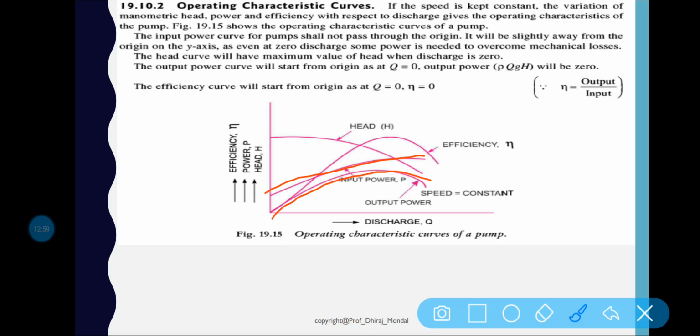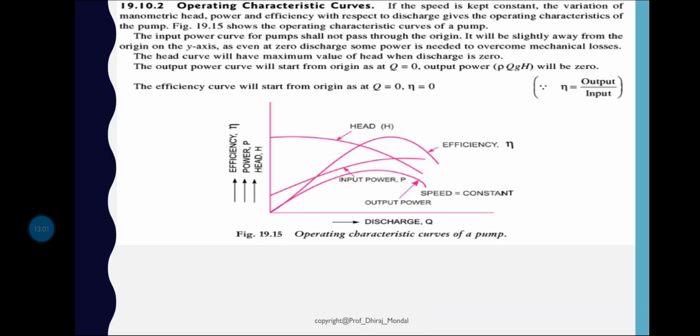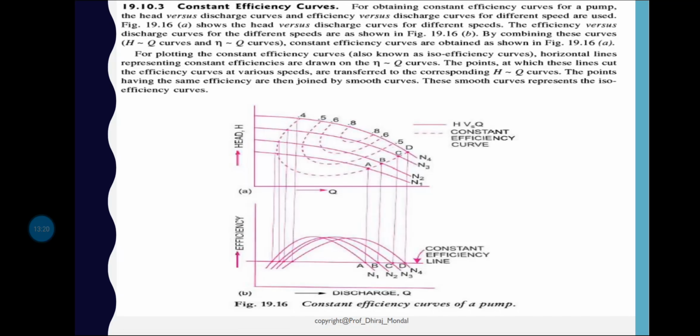So when the speed is kept constant, the variation of manometric head, power and efficiency with respect to discharge gives the operating characteristic curve of that particular pump. Based on that we can say these are the behaviors performed by this centrifugal pump.